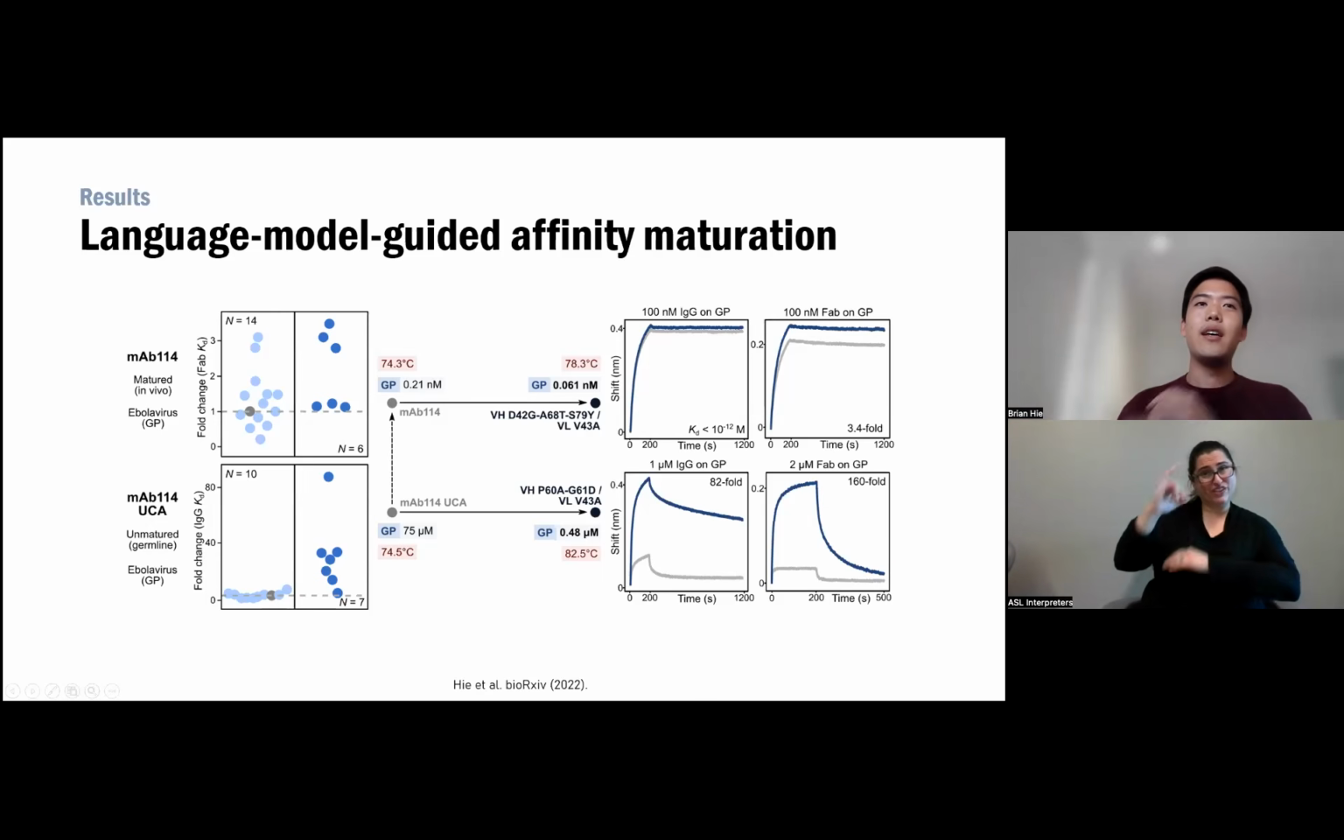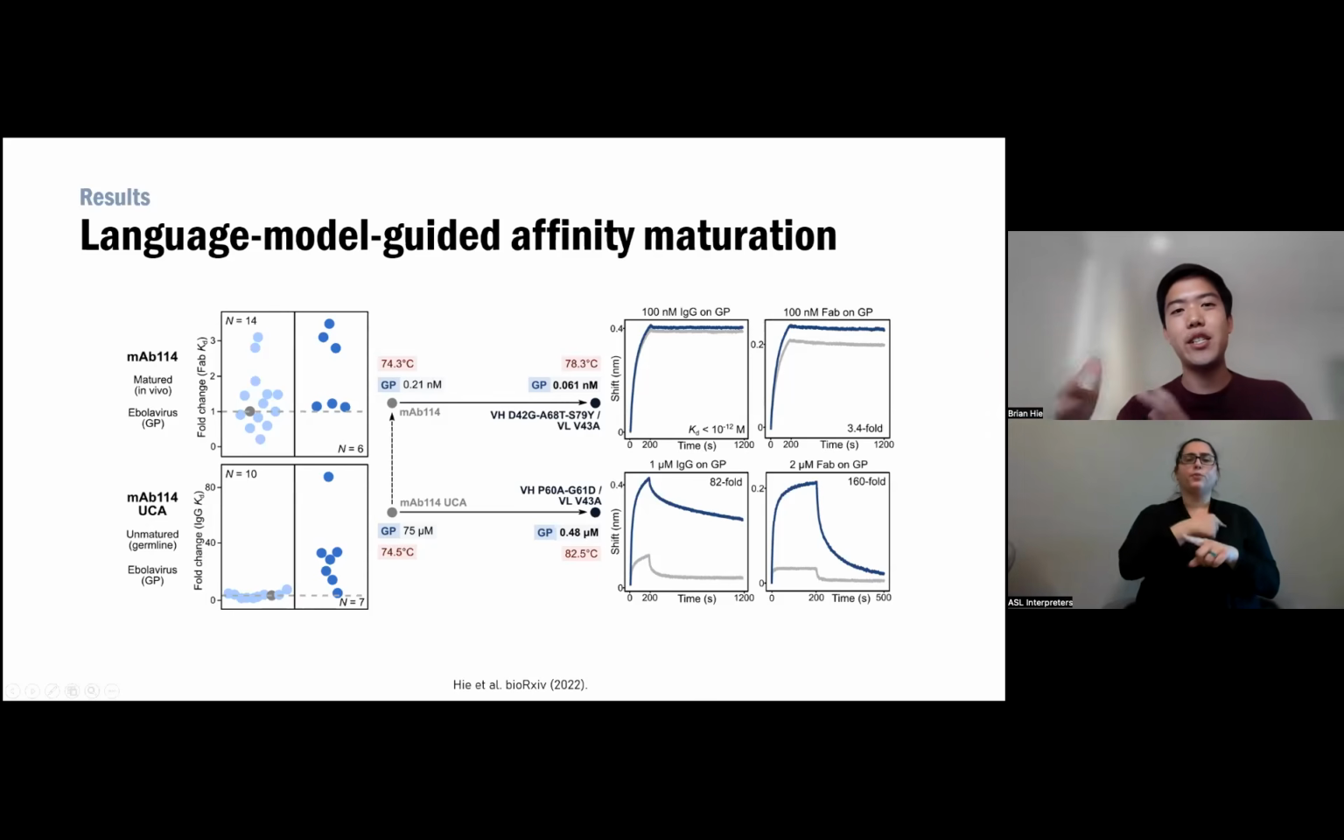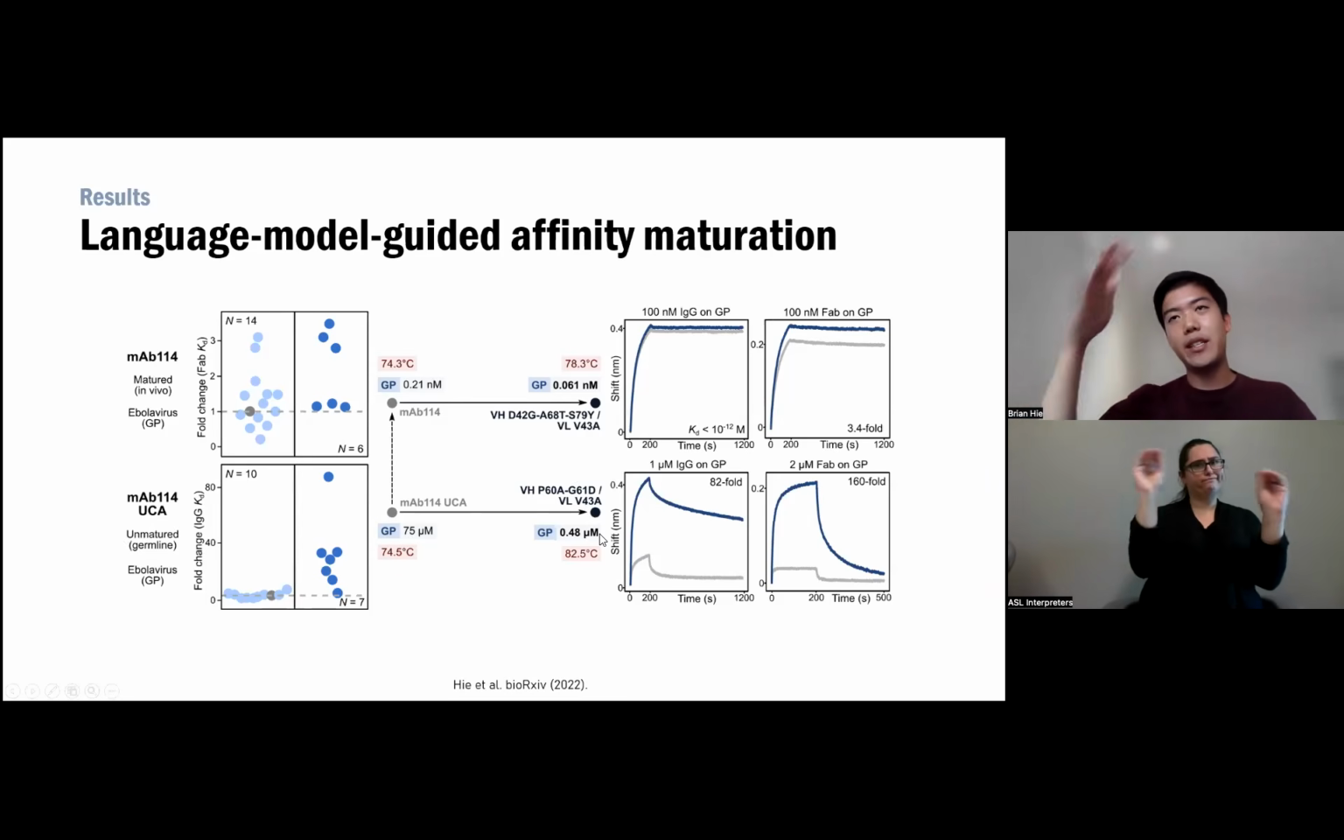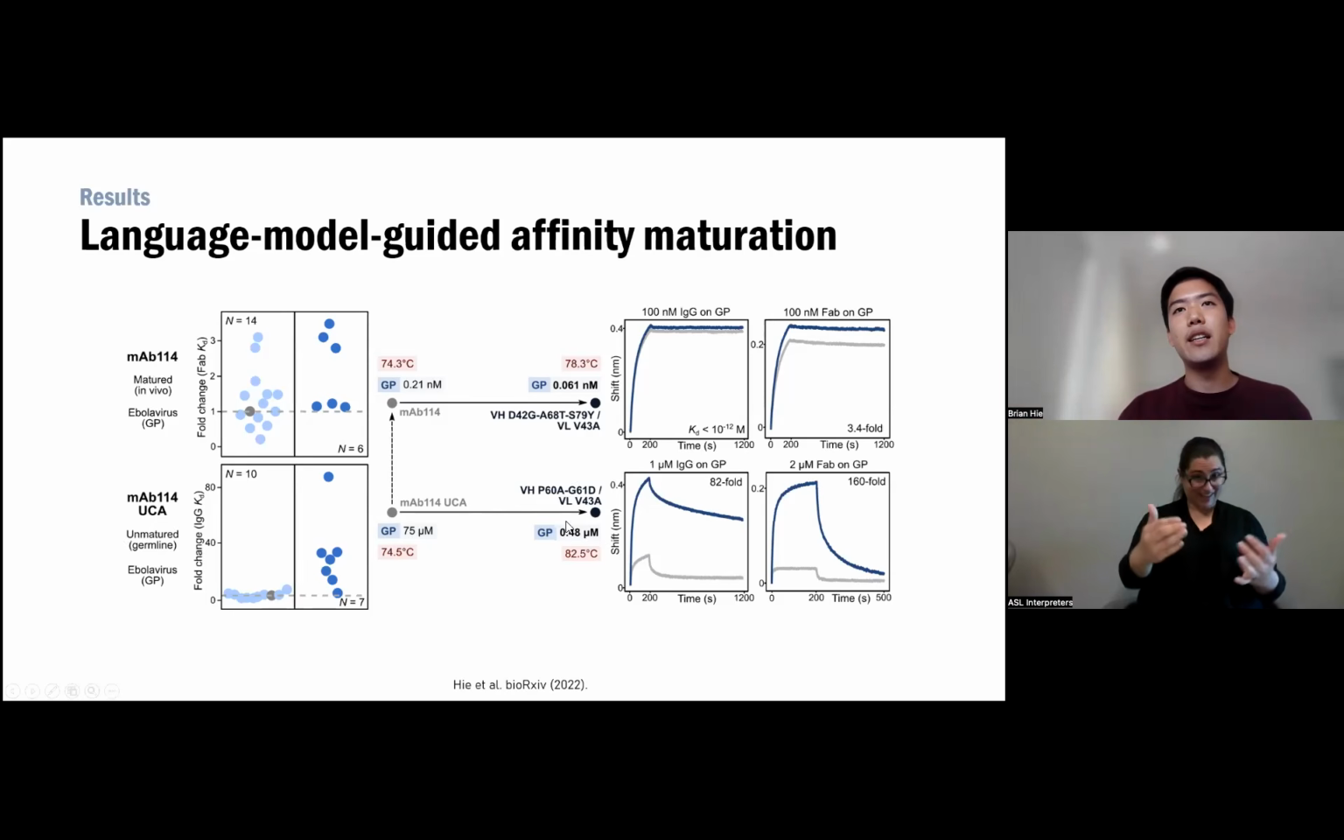We test neutralization against pseudoviruses with these antigens decorated on the surface. And interestingly, this antibody goes from just not neutralizing at all in its UCA wild type to exhibiting some neutralization in the affinity-matured version, which we think is mediated by an improved thermostability.